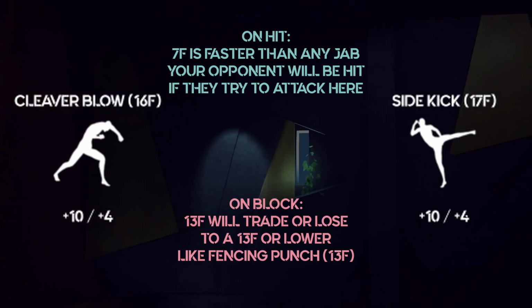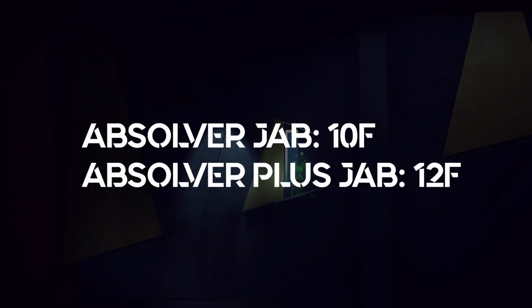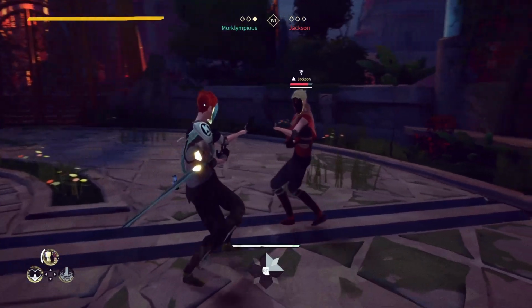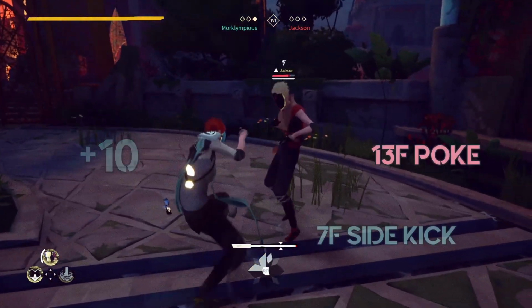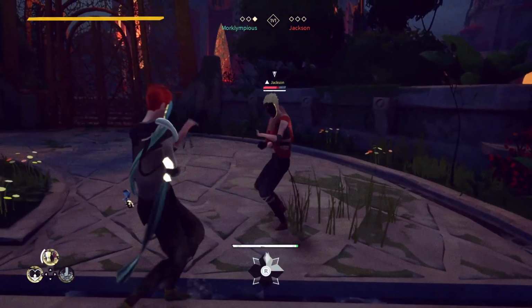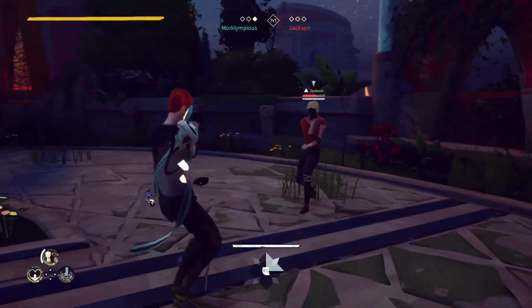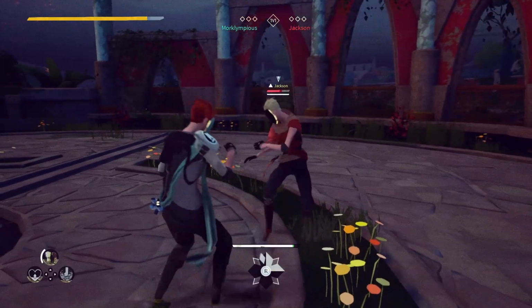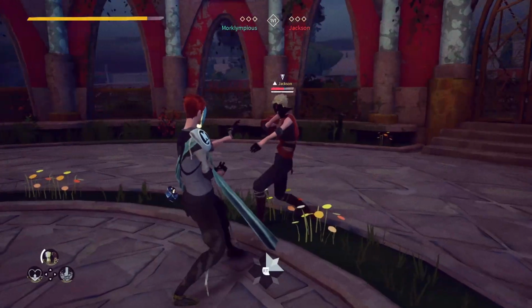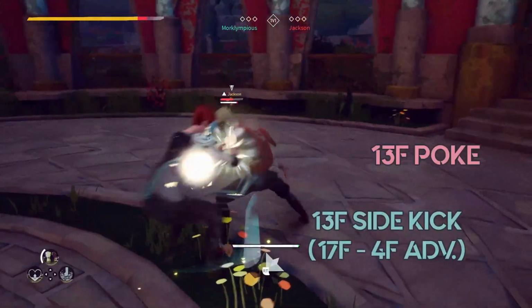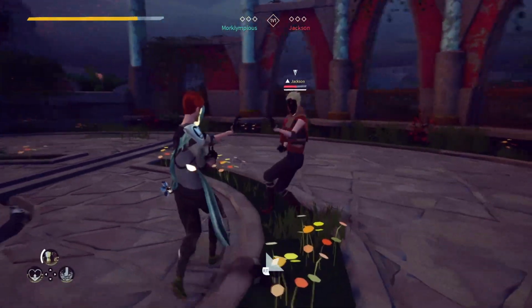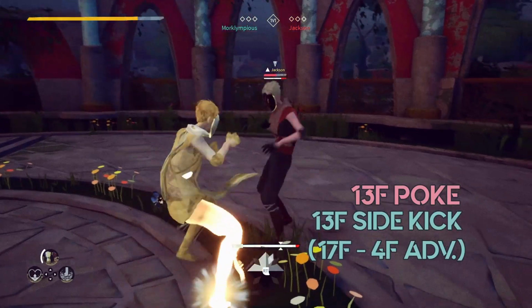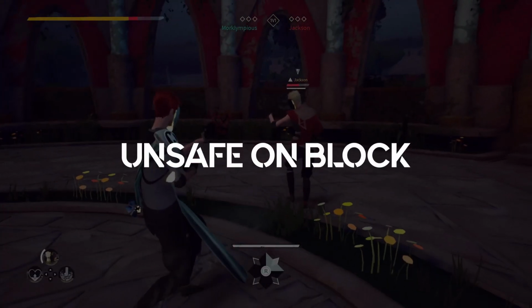The fastest moves in vanilla Absolver are 10 frames, and the fastest moves in Absolver Plus are 12 frames. If my side kick is effectively 7 frames, there is no attack my opponent can throw out in time to beat my next attack. But if my cleaver blow hits their block, I am now plus 4, meaning my follow-up side kick is effectively 17 minus 4, which is 13 frames. This means that I can be jabbed out of my side kick before it has time to land. This is something we would call unsafe on block.